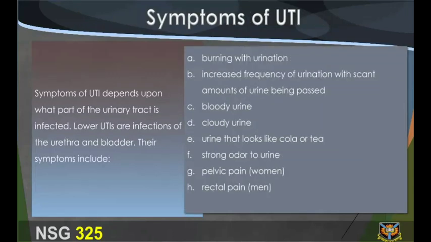Symptoms of UTI. Symptoms of UTI depend upon what part of the urinary tract is infected. Lower UTIs are infections of the urethra and bladder. Their symptoms include burning with urination, increased frequency of urination with scant amounts of urine being passed, bloody urine, cloudy urine, urine that looks like cola or tea, strong-smelling urine, pelvic pain in women, and rectal pain in men.